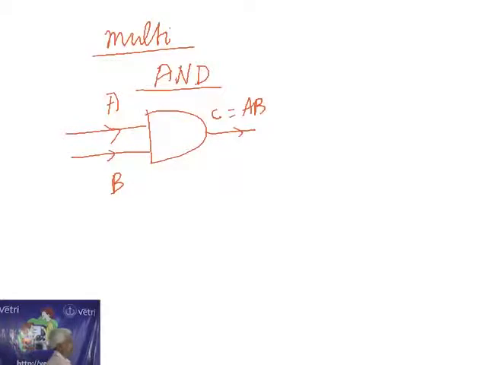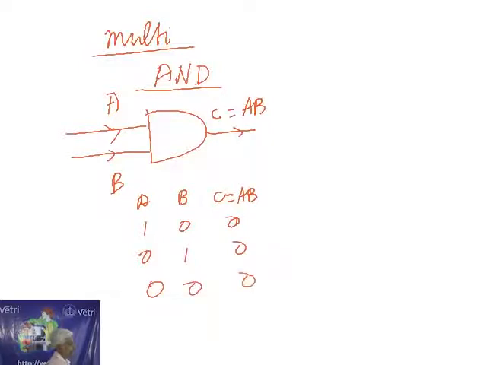Here also the truth table: A, B, C is equal to AB. 1, 0: 1 into 0, 0. 0 into 1, 0. 0 into 0, 0. 1 into 1, 1. So in order to get the output, we should have the inputs A and B. Then only we are getting output. So it is called the AND gate. Why is it called the AND gate? In order to get the output, both A and B inputs must be present. Then only we are able to get the output. That is the thing we have to understand.